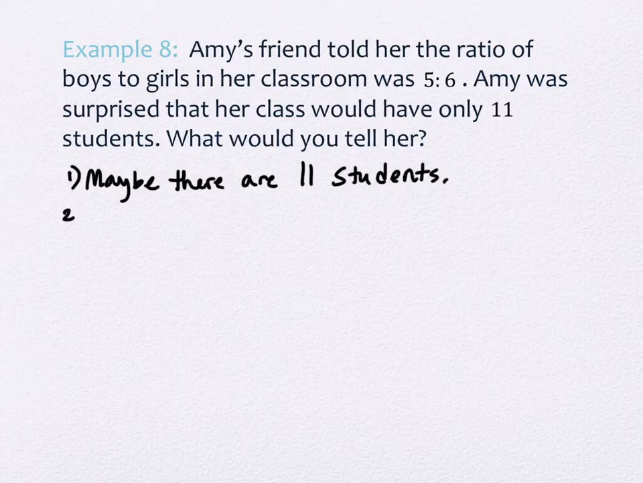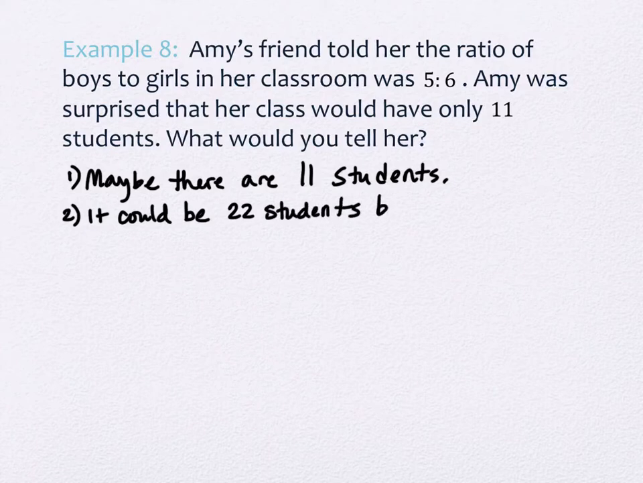So it could be, that's 22, by the way, 22 students. And the reason is because, like you just noticed, 5 to 6 is equal to 10 to 12. It's just that 5 to 6 is reduced and 10 to 12 is not. All right, so it could have 22 students.